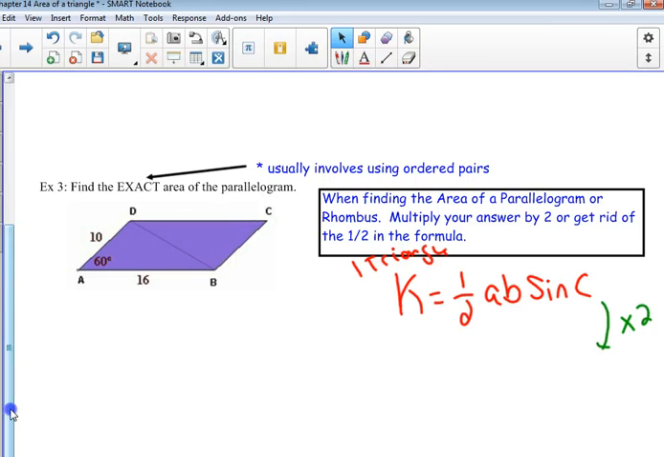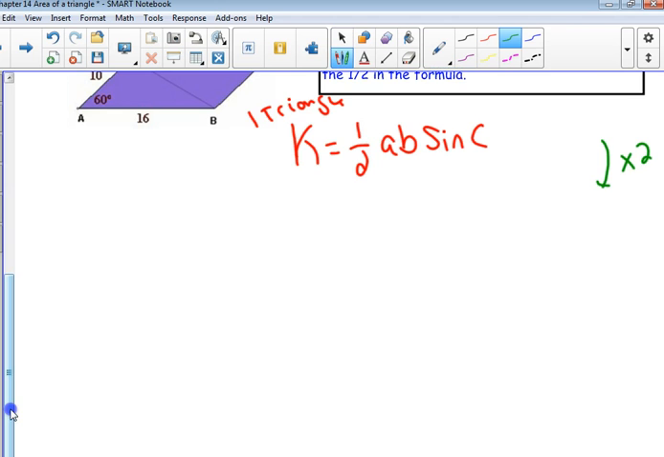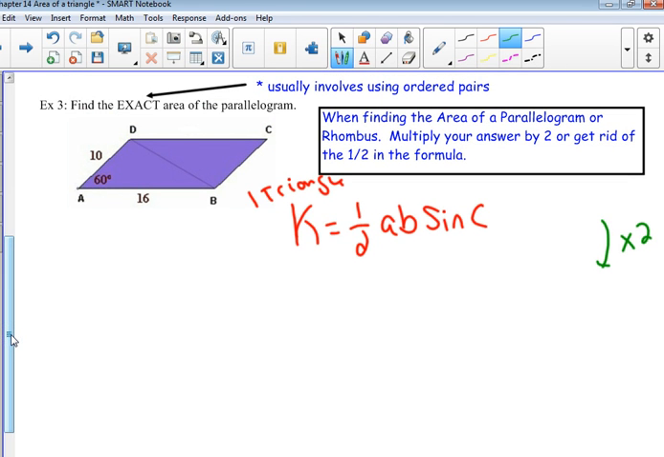So, in this problem though, when we start setting up everything here, let's start putting some things in. What is going to be our C? What's our angle? 60. Good, 60. Nice. Now the A and the B are 10 and 16. What do you guys think? Are you okay, since it's a parallelogram, getting rid of the 1/2? Yeah. Okay. If not, keep it multiplied by 2 at the end.